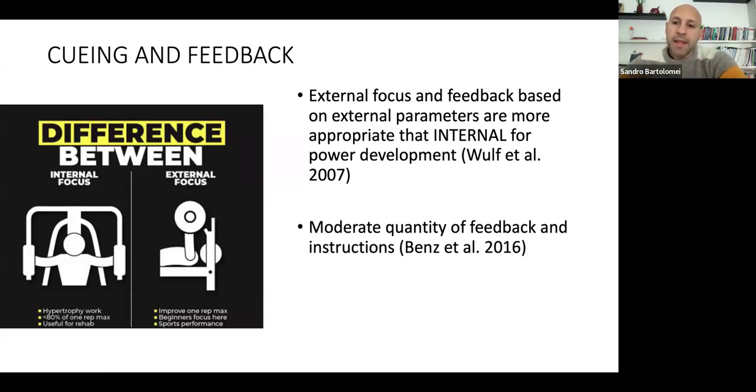Okay. And we need to be careful to give a moderate quantity of feedback, because if we say, okay, pay attention to your elbow, to your knees, to your core, then the participant is not able to adjust everything. So we need to be concentrated on only one aspect, especially with highly trained individuals.